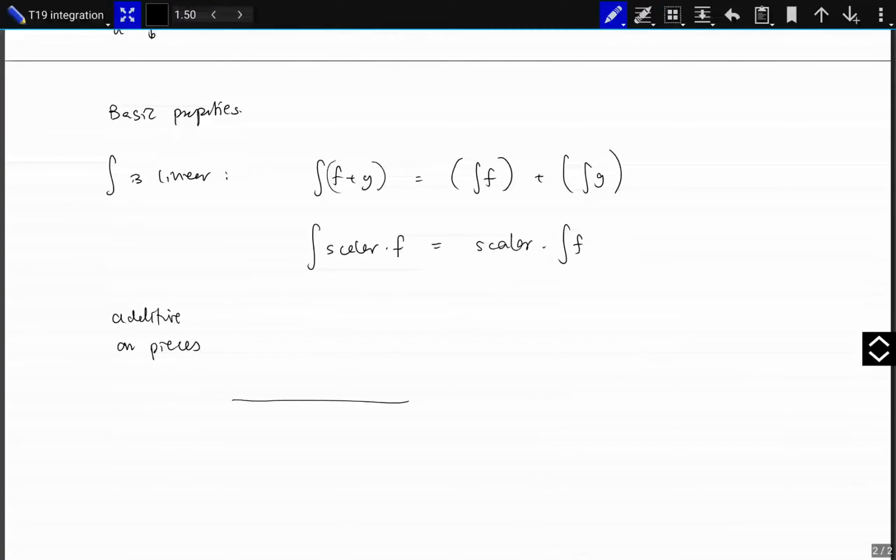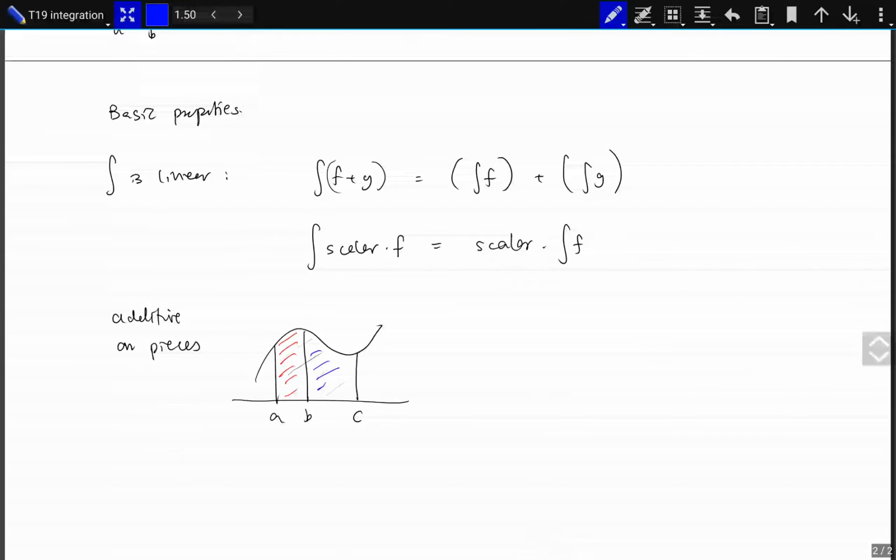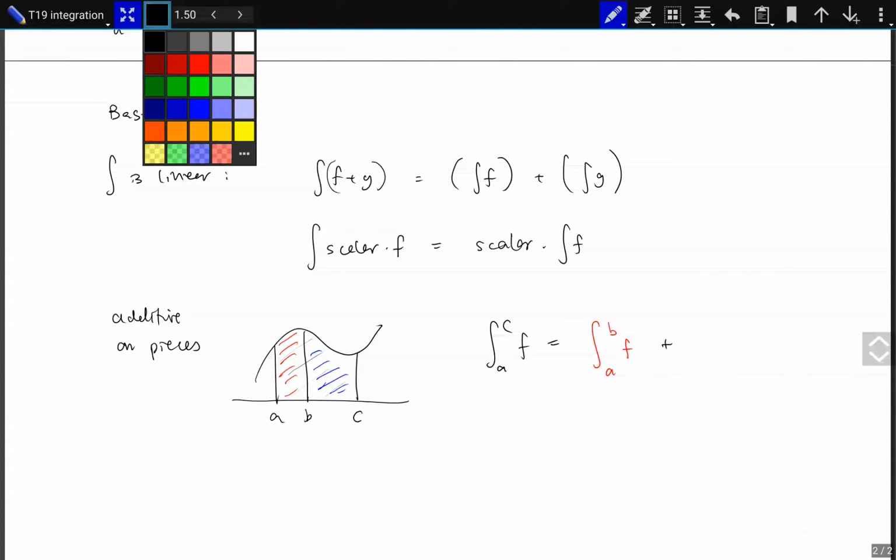If I integrate from A to C, but the domain is split up into A, B, C, then the total integral, total shaded area, is the sum of the first piece plus the second. That is, the integral from A to C of f is equal to the red one plus the blue one.